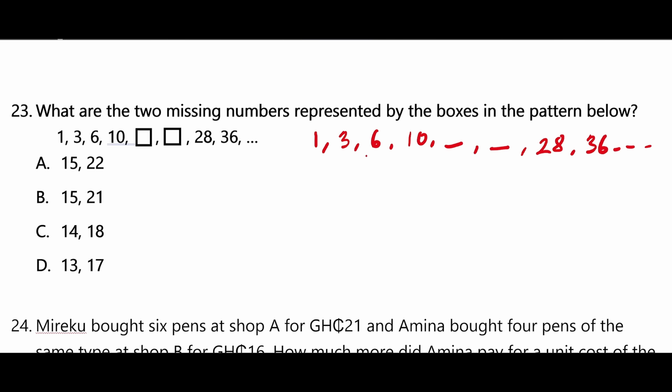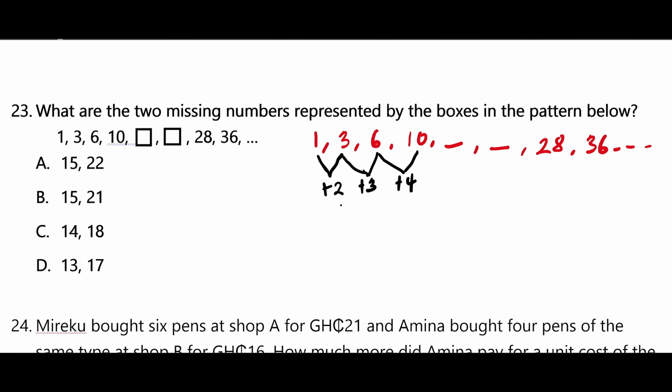So what is really causing the increase? So let's see. From 1 to 3, let's see whether there is some difference in them. From 1 to 3, we could see that there is an addition of 2. From 3 to 6, there is an addition of 3. From 6 to 10, there is an addition of 4.